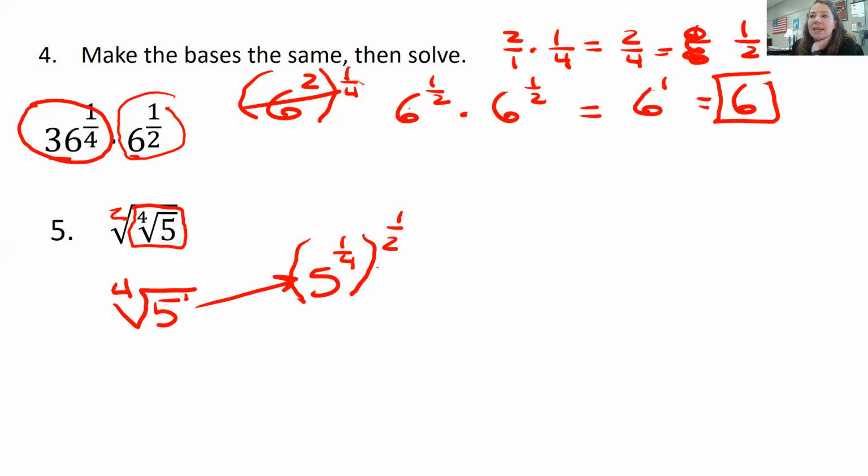It's the same thing. Okay, so now I have a power raised to a power. So what do I do with those exponents? The answer is I multiply them. So 5, and then 1 times 1 is 1, and 4 times 2 is 8. And that is my final answer, 5 to the 1/8 power.